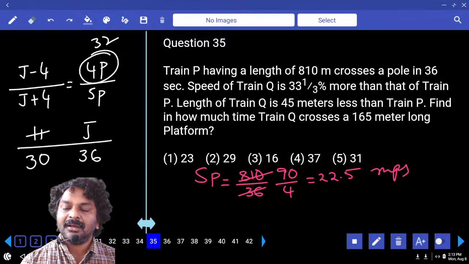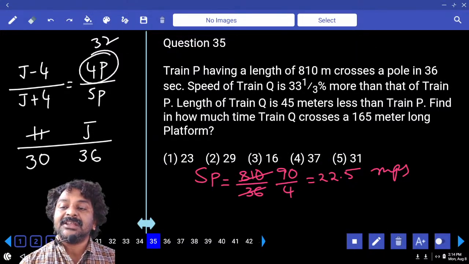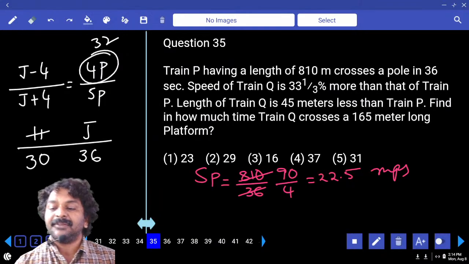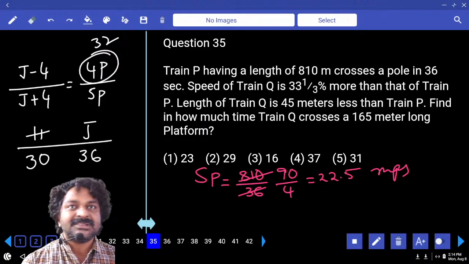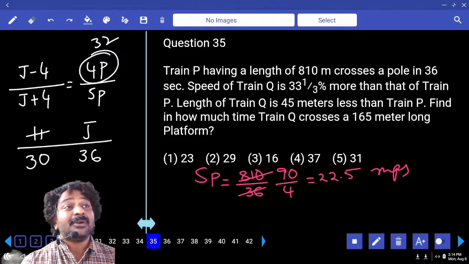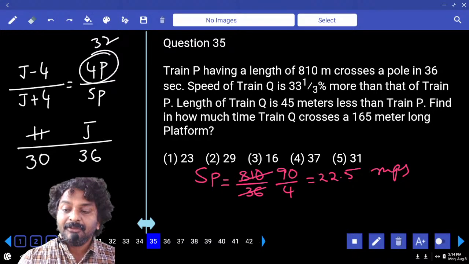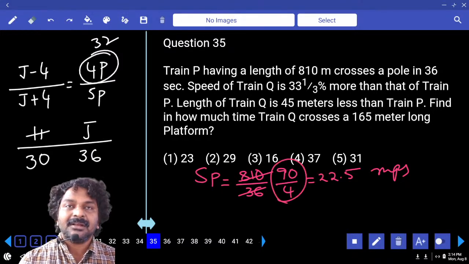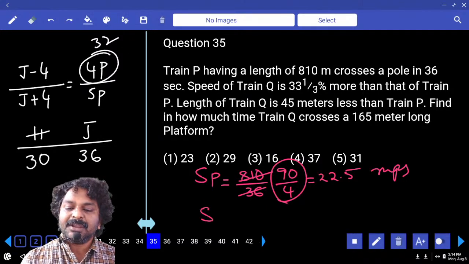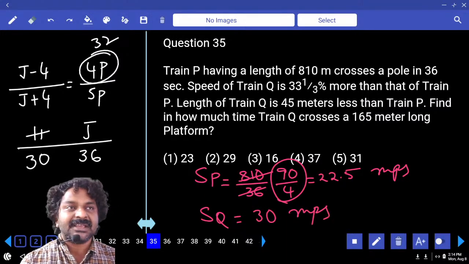Next, the speed of train Q is 33 1/3% more than that of P. 33 1/3% in the sense 1/3 only. 1/3 more in the sense it becomes 4/3 only. 4/3 of this number only. 4 by 3 into 90 by 4. Then the speed of Q becomes 30 meters per second.